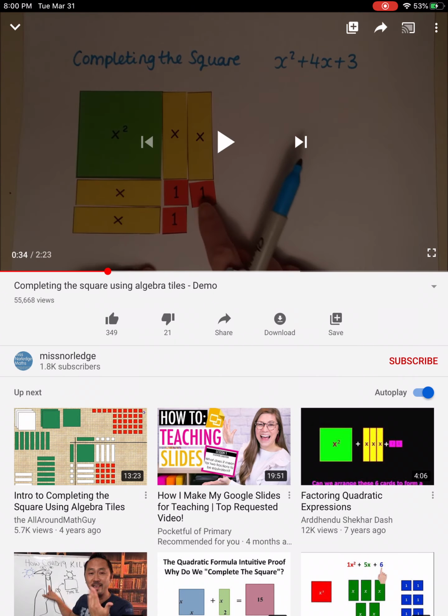So what you'll notice now in this method, since it's called completing the square, is they tried to visually arrange those algebra tiles into a square. You'll notice that they tried to move them around, but there's something missing in the corner of the square.